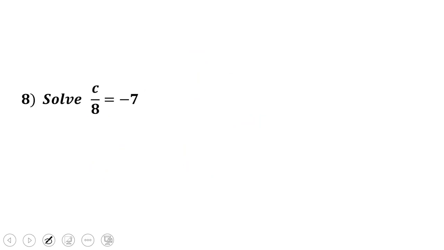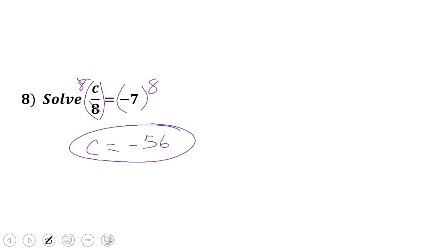Moving right along, we have c divided by 8 is equal to a negative 7. So once again, the inverse operation, if I want to isolate c, the inverse of dividing by 8 is to multiply by 8. And 8 times c over 8 simplifies out to 1. C divided by 1 is c. To keep the equation balanced, our second goal, I need to do the same thing to both sides, multiplying by 8. Negative 7 times 8 is a negative 56.